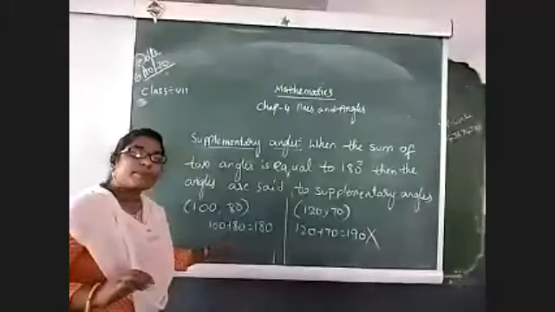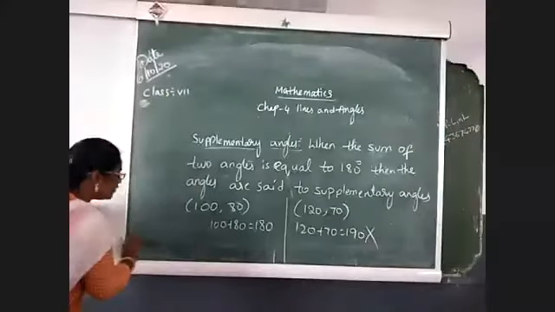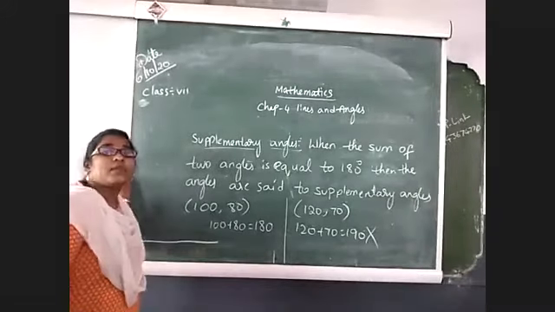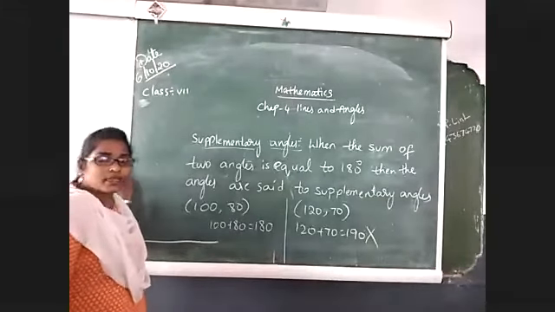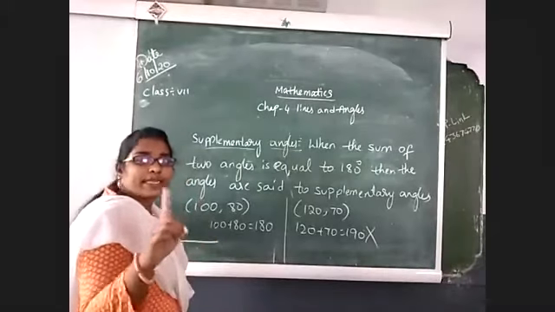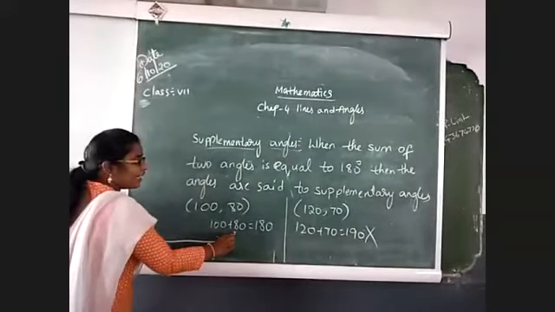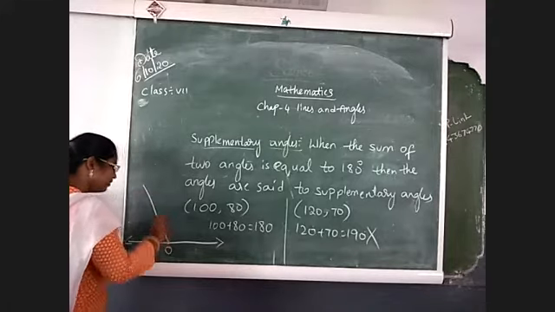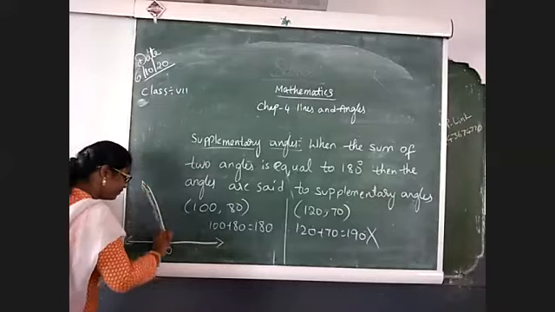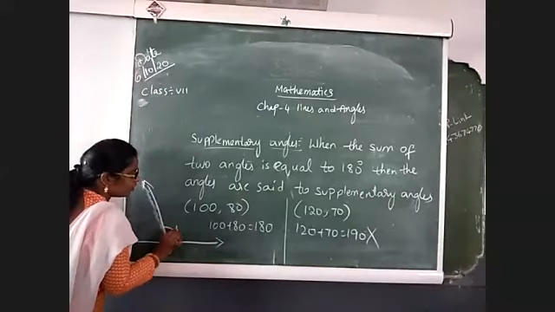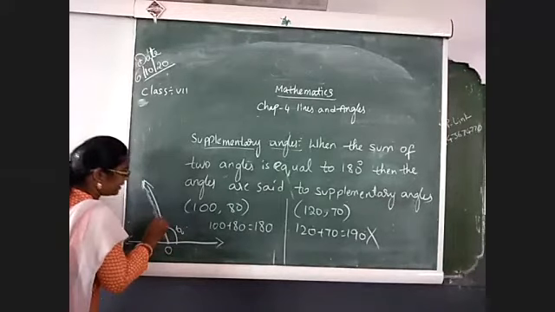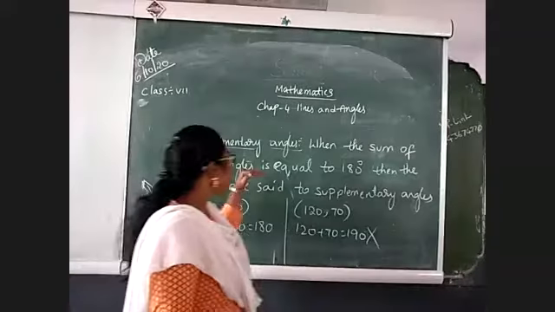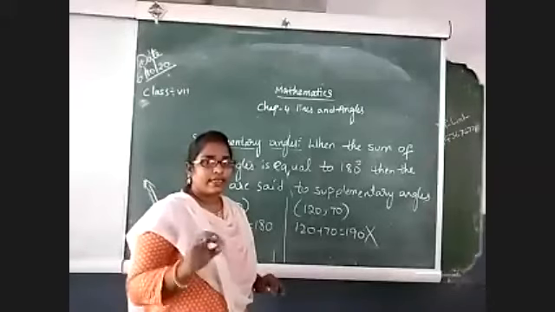Clear? And how can we represent this diagrammatically? Draw a straight line. Why are we drawing a straight line? Because a straight line measures exactly 180 degrees. So now 180 degrees we have to present. Then when we add the two angles, we get 180 degrees. Now, what do you understand by supplementary angles? The sum of two angles is equal to 180 degrees.